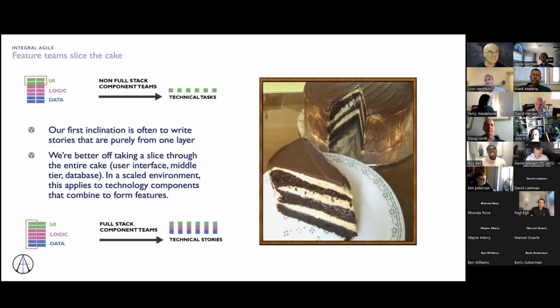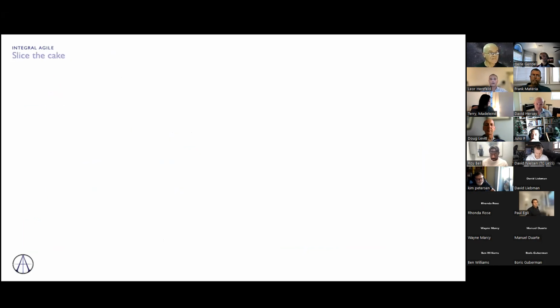And if we think about taking it from a scaled perspective, this could apply to components. If there are various different components that are going to form a technical feature or a business feature, we don't want to slice it by component A, component B, component C, and deliver those independently. We want to, wherever possible, build the entire stack. And this is an example over here.